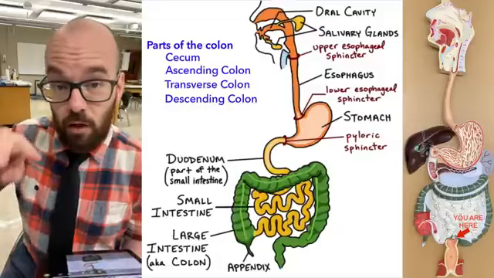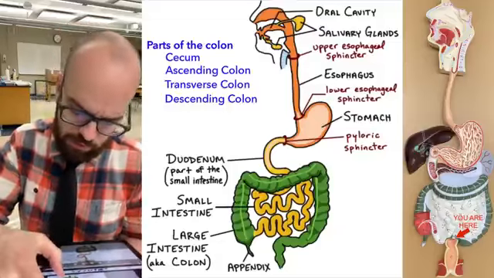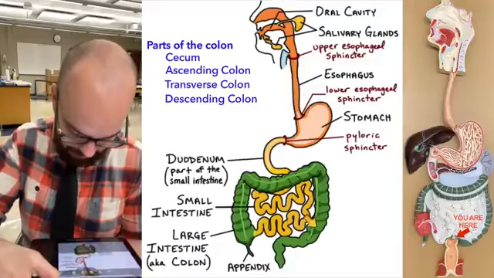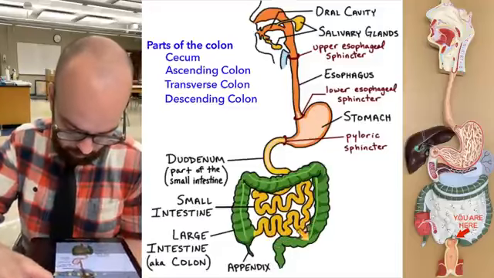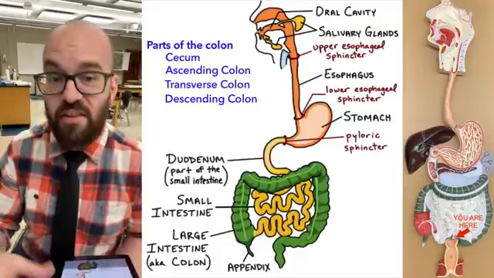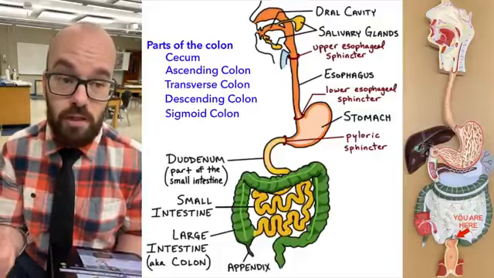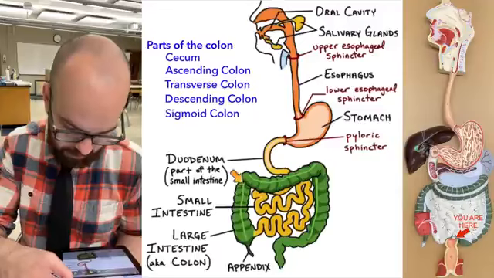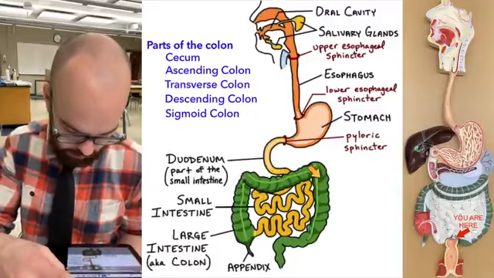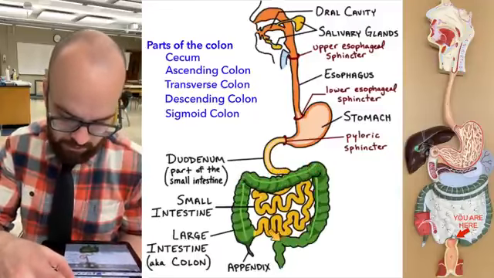Now towards the end of the colon, it makes a sort of S shape. If you use your imagination a little bit, right here, it kind of curves one way and it curves back the other way. And so that part where it makes that sort of S curve, we call that the sigmoid colon. Sigmoid just means S-shaped. So one more time, cecum, ascending colon, transverse colon, descending colon, and then sigmoid colon.